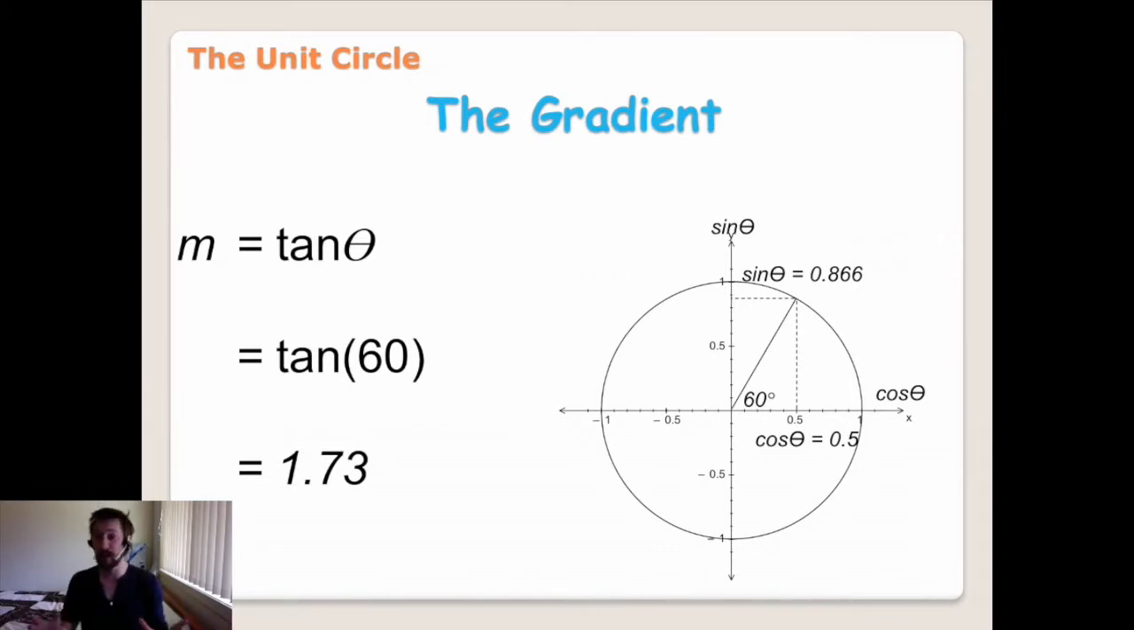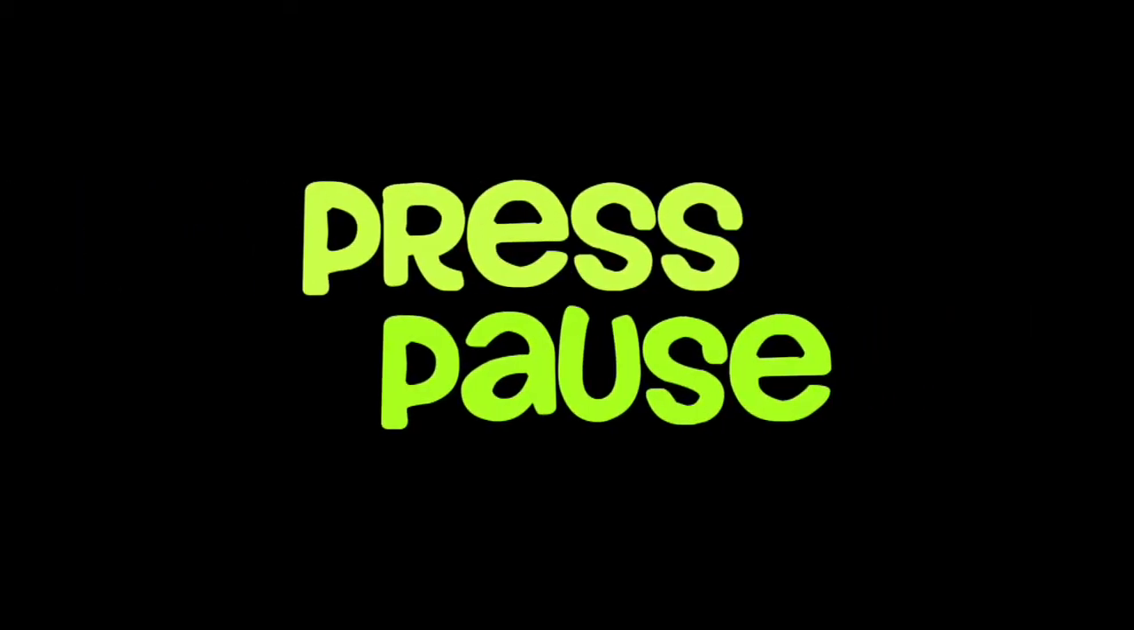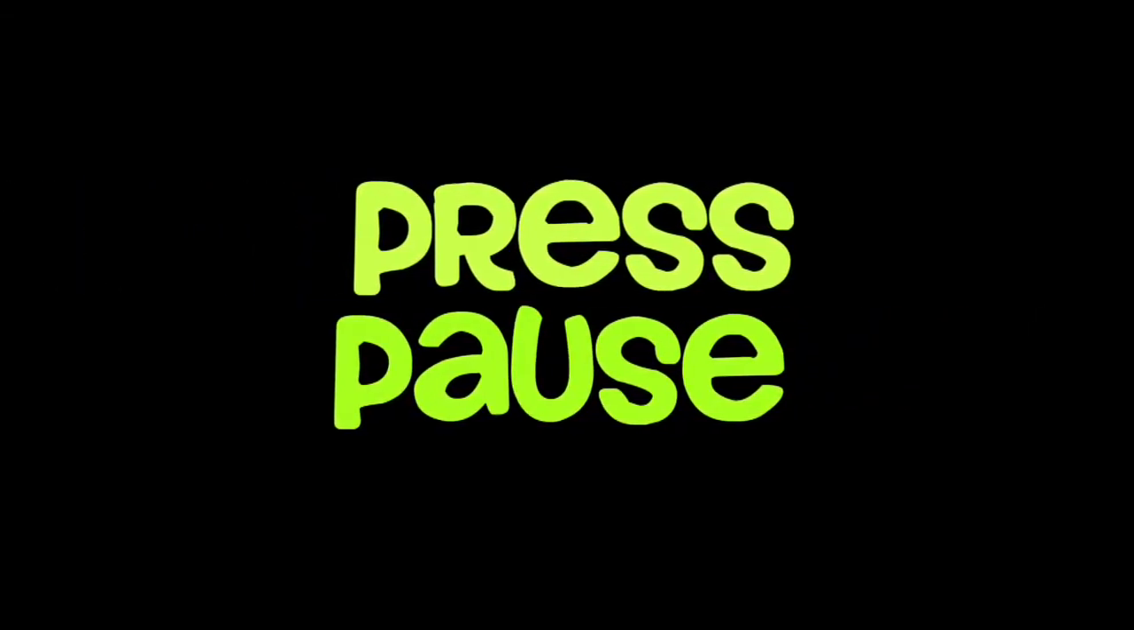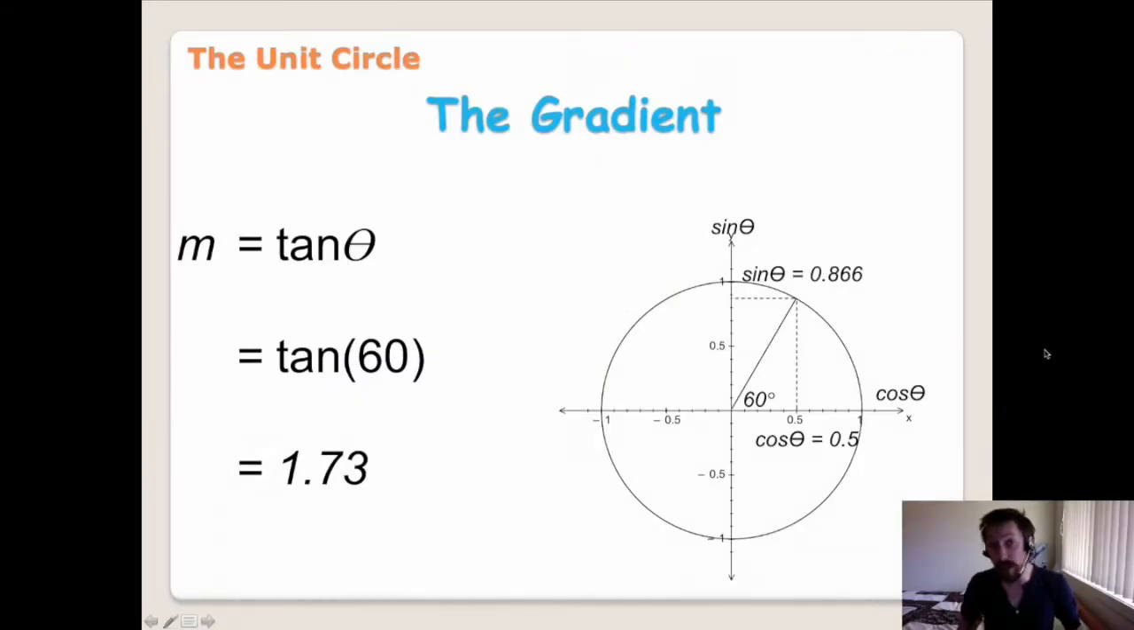So like I said, press pause now, go through and do it, and see that you get an answer of 1.73. Now of course, this answer here will be the same as every other answer that you've gone through and got to find the gradient from before. So do that now. Excellent. So hopefully what you've just found is when you've gone through and put tan of 60 into your CAS calculator, you've got an answer of 1.73.